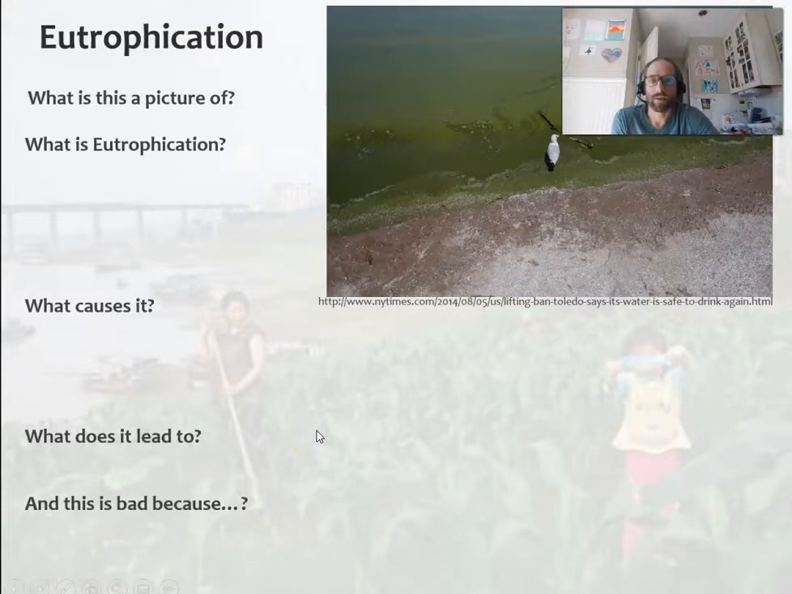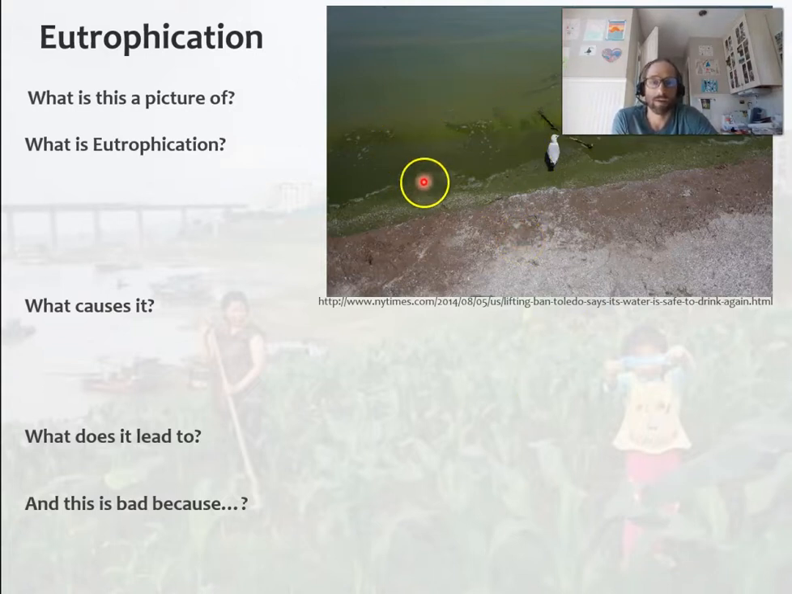Okay, so in this discussion, I'm going to go over dead zones and eutrophication. I posted a picture here in the top right. Take a minute and think about what this could possibly be a picture of. You can see a little shoreline here, and there's a seagull. I could ask, what's wrong with this picture?